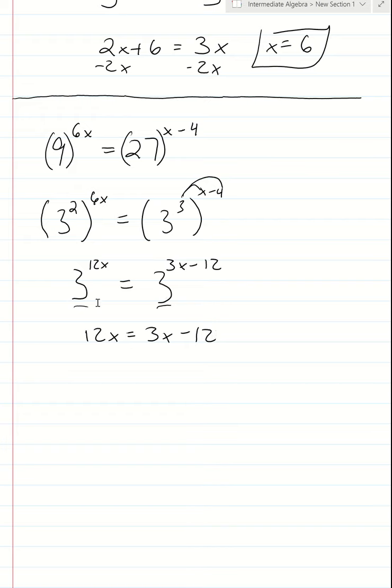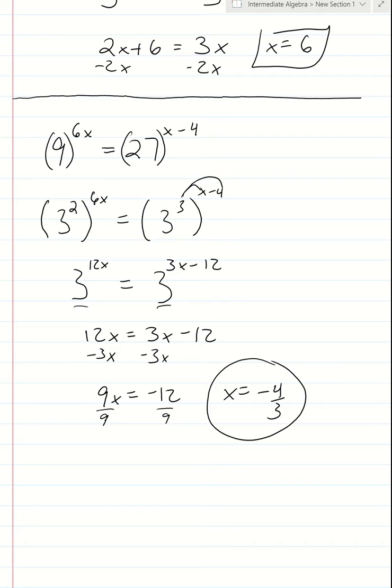Okay, once we have the same base, we no longer need the base, and we're going to work simply with our exponent, because that's what the property of equality tells us we can do. Now we want to solve this for x, so let's subtract 3x from both sides. On the left side, 12 minus 3 would give us 9x equals negative 12. And now to solve for x, we have to divide both sides by 9, in which case we get x equals, let's simplify this fraction, negative 4/3 as our solution.